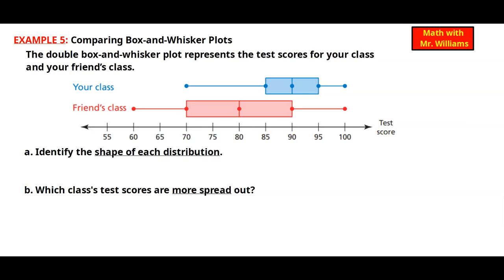Math with Mr. Williams. Example 5, comparing box and whisker plots. The double box and whisker plot represents the test scores for your class and your friend's class. It says identify the shape of each distribution.